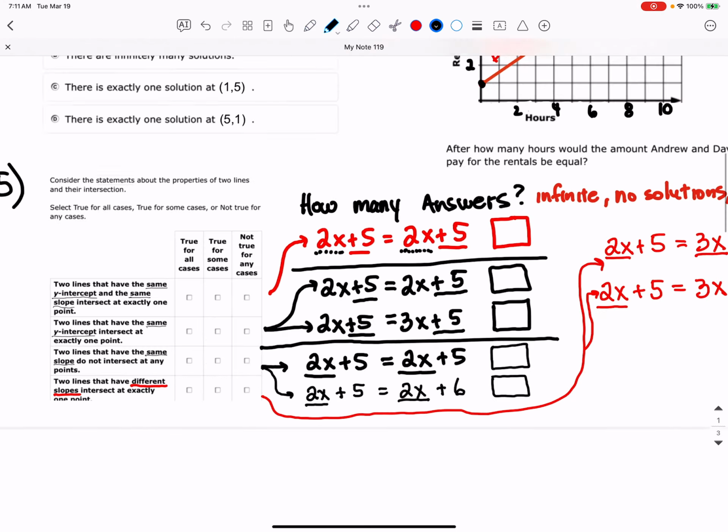All right, number 5. This is the hardest question here. It's the most involved. And here we go.